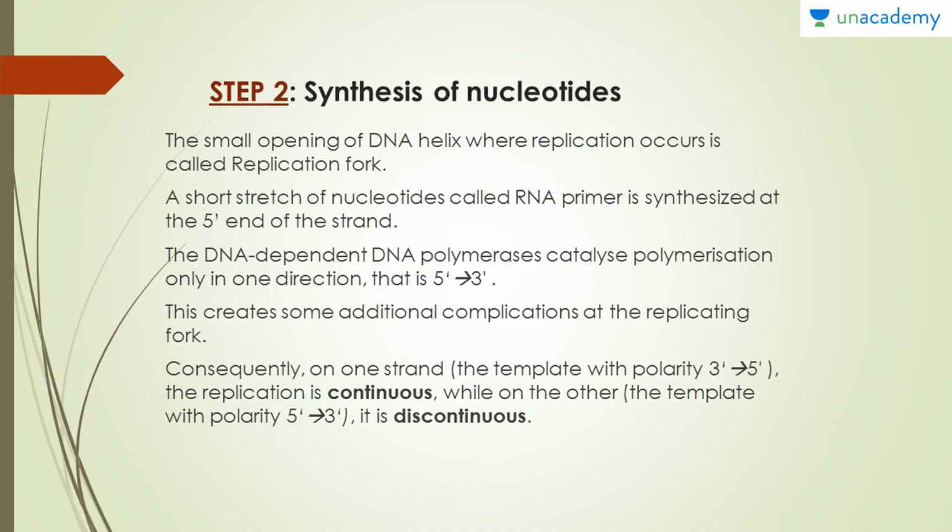The next step after uncoiling is that nucleotides have to be added to the parental DNA in a stretch to form a newly synthesized strand. The small opening of the DNA helix where replication occurs is called the replication fork. A short stretch of nucleotide called RNA primer is synthesized at the 5' end of the strand. The DNA-dependent DNA polymerase catalyzes polymerization only in one direction, that is 5' to 3'. You have to keep in mind very thoroughly that all DNA replication happens only in the 5' to 3' direction and not otherwise.